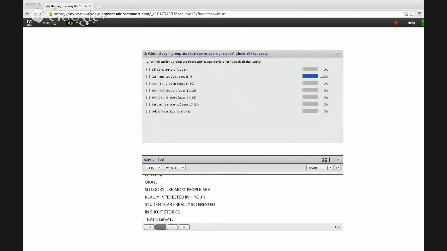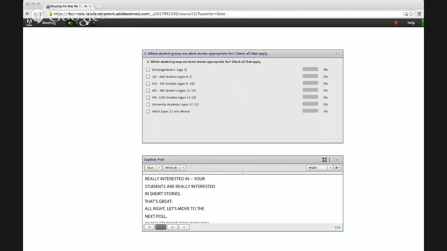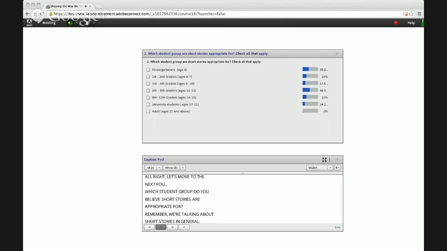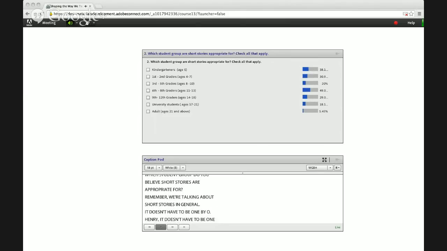Which student group do you believe short stories are appropriate for? Now, remember, we're talking about short stories in general. It doesn't have to be one by O. Henry. It doesn't have to be one that you read on americanenglish.state.gov. But which student group do you think short stories are appropriate for? And maybe it could be more than one.